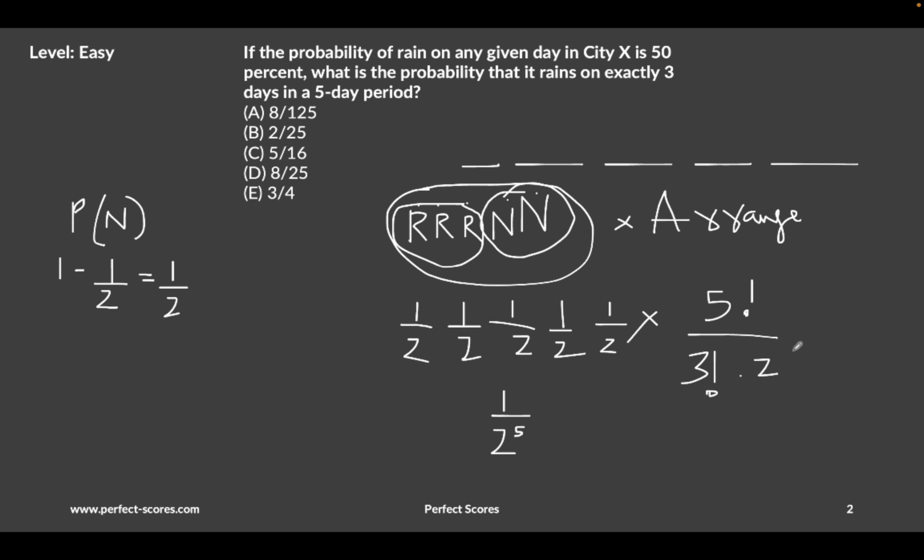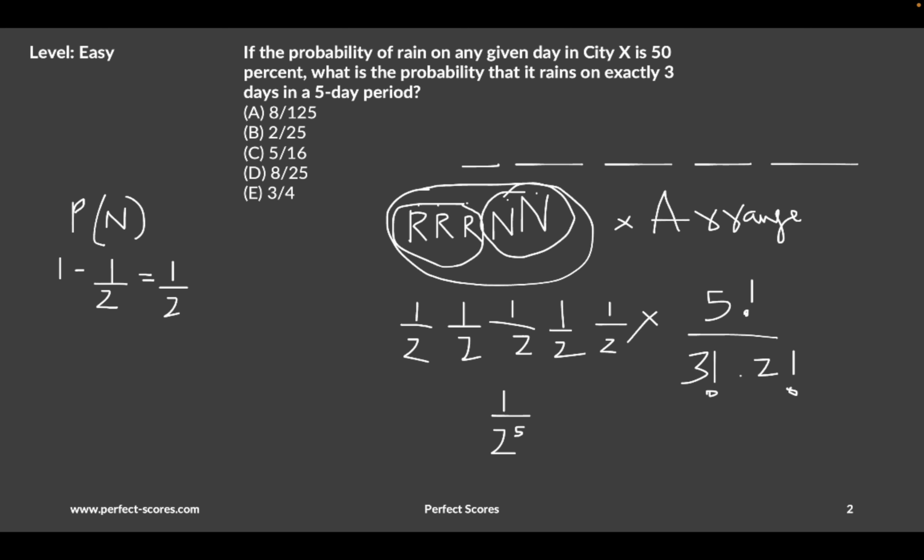Now why do I do that? Because when I say 5 factorial, I'm basically assuming all R's are different and all N's are different. So I overcount. To reduce that overcounting, I have to divide by the number of groups available in this particular string of letters. So there are 3 R's and 2 N's. Hence I divide by 3 factorial and I divide by 2 factorial.